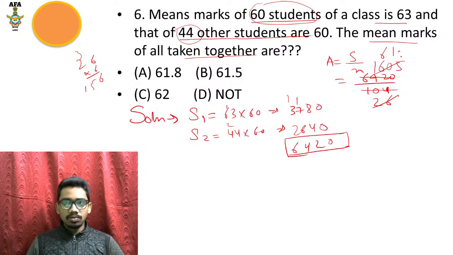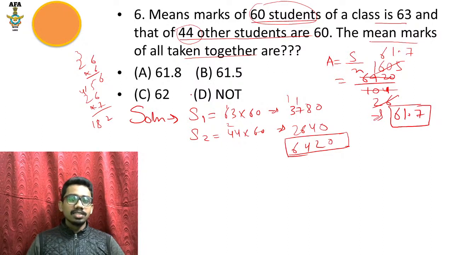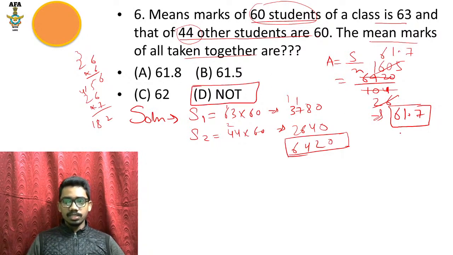26 into 7 is how much? 7 6s are 42, 7 2s are 14, and this will be 182. So 61.7 will be the correct average. That is none of these. That is not present in any of the answer options. This will be the correct average.